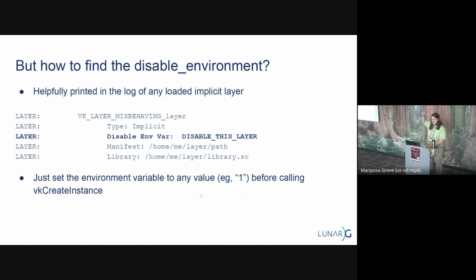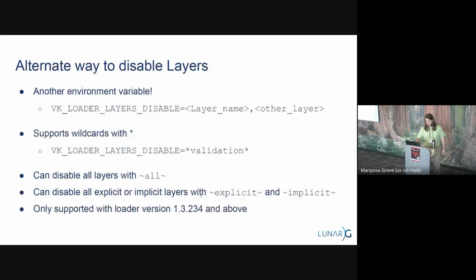In the layer call stack or the vkCreateInstance call stack, it will print out the name of the layer, its type, and its disable environment variable if it's implicit. This makes it so much easier to find what it is because it's not always obvious what that name is without looking at the manifest. All you need to do is set it to a value that's a non-empty string, 1, 0, anything, because the loader environment variables typically, if they are empty quotes, that's unsetting the environment. So you need to set it to something for the loader to respond to the environment variable.